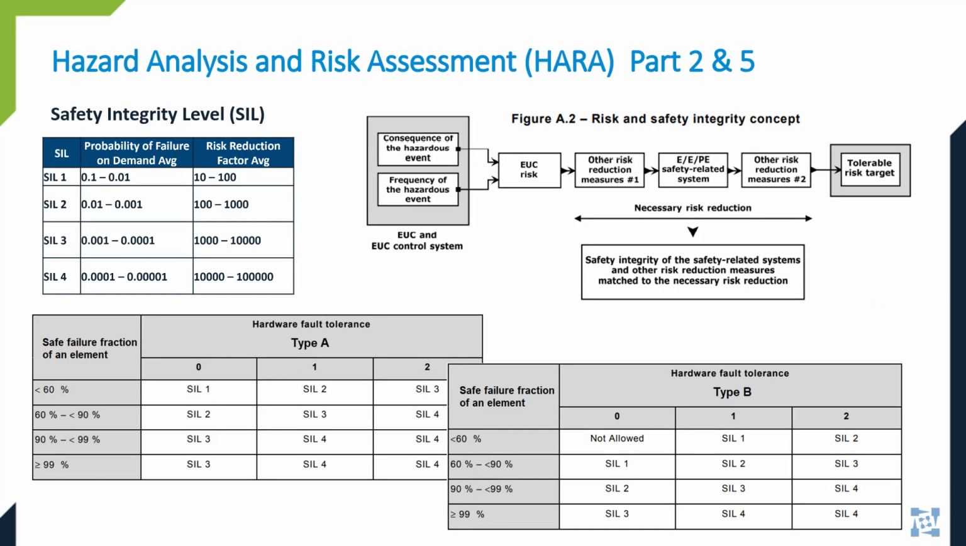Now, to determine the level of effort required in achieving safety compliance and building your device, a hazard and risk analysis needs to be performed. You need to understand the probability of failure of your device and the consequences of the failure if it were to happen. So these metrics help determine your SIL or safety integrity level.